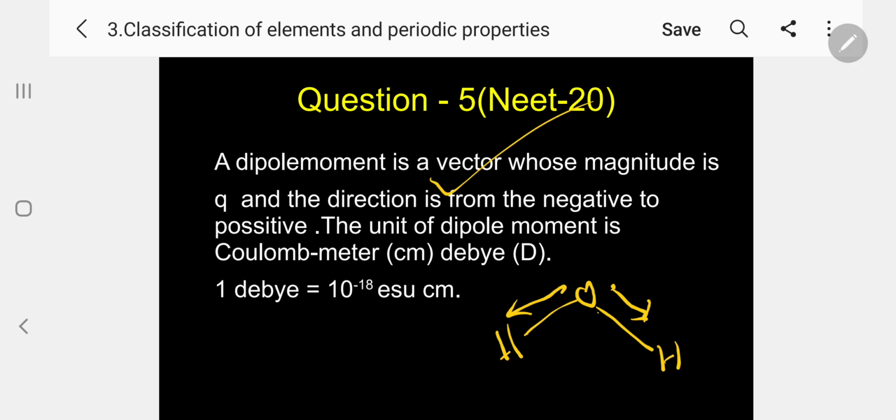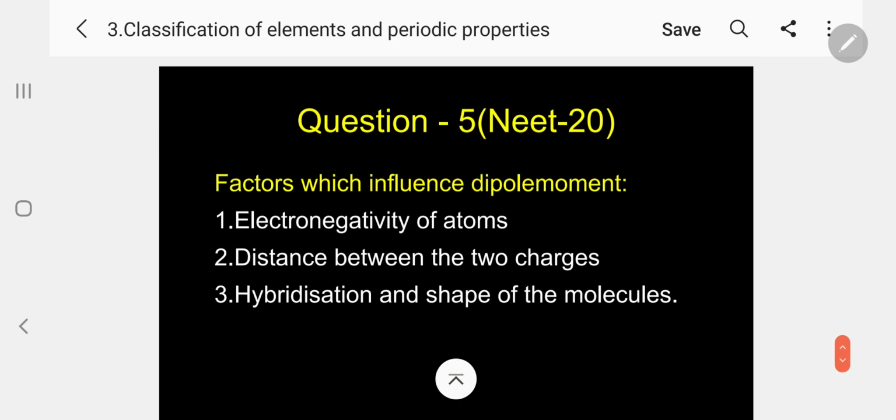This end is attracting electrons towards it. The unit of dipole moment is coulomb meter, or the Debye unit. 1 Debye is equal to 10 to the power of minus 18 electrostatic unit centimeter. Now I will come to the factors. What are the factors which influence dipole moment? My dear students, the dipole moment explanation is not given in our CBSE or Samacheer book. It is taken from BSc. Please follow, it is very, very important.